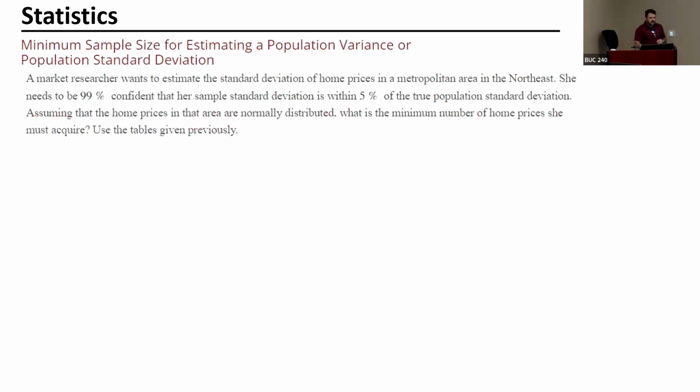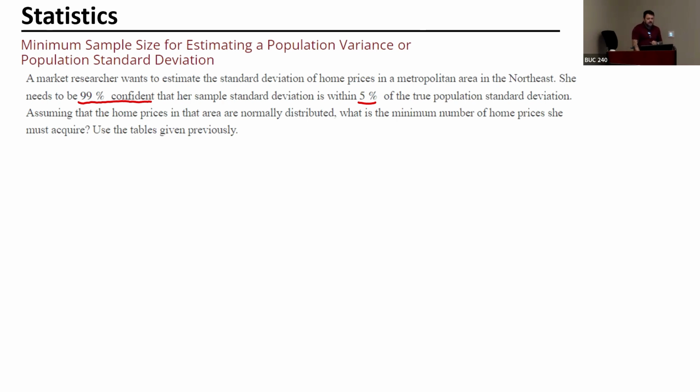And it's mind-numbingly easy. A market researcher wants to estimate the standard deviation of home prices in a metropolitan area in the Northeast. She needs to be, hear that word, 99% confident. I'm going to underline that because it seems important, that her sample standard deviation is within 5% of the true population standard deviation. Assuming that home prices in that area are normally distributed, what is the minimum number of home prices she must acquire? Use the tables given previously.